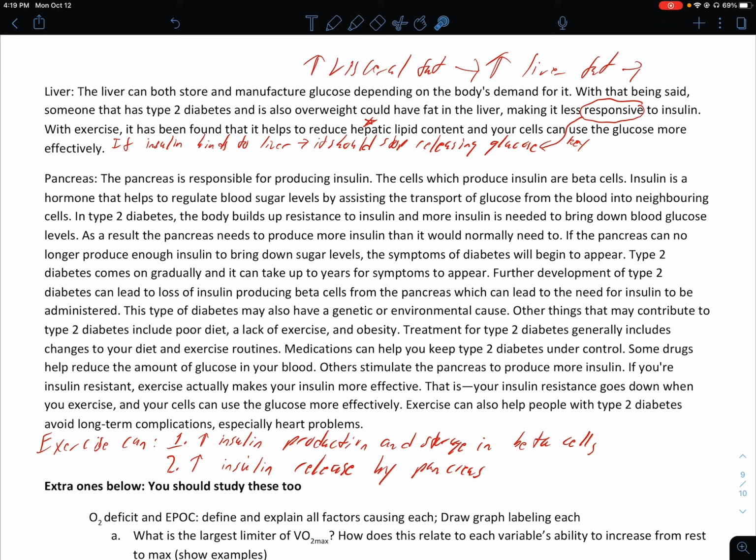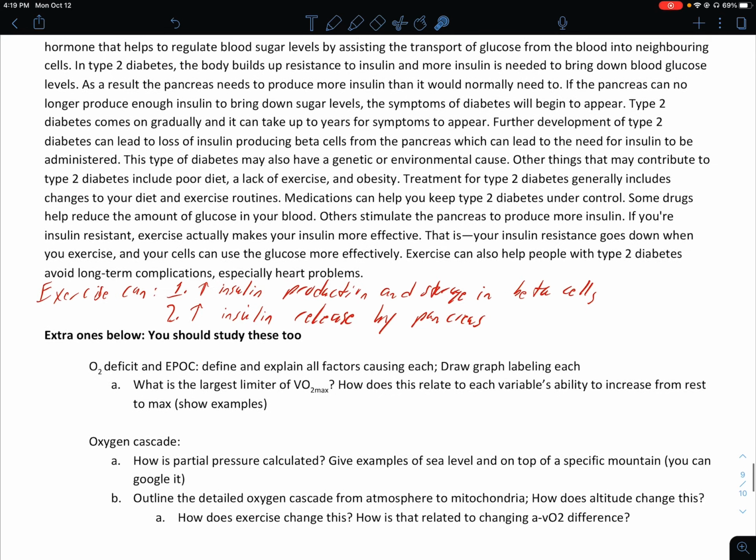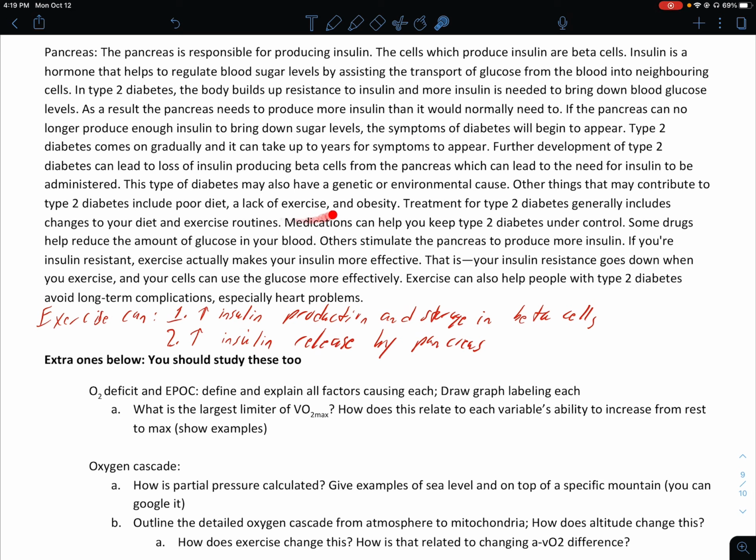So exercise has shown the ability to decrease visceral fat, decrease liver fat, and make the liver more responsive to insulin, so it stops releasing glucose when it's not supposed to. And then lastly, with the pancreas, you guys talked about the pancreas here and kind of what it does, but you never really said exactly the effects that exercise can have on the pancreas. So those are two I wrote down here, which are very important for you to know. Number one, exercise can increase production of insulin and storage of insulin in those beta cells. This is mostly seen in animal studies, but we've seen some hints of this in human studies. And then number two, we see that exercise can directly increase the amount of insulin released by the pancreas.